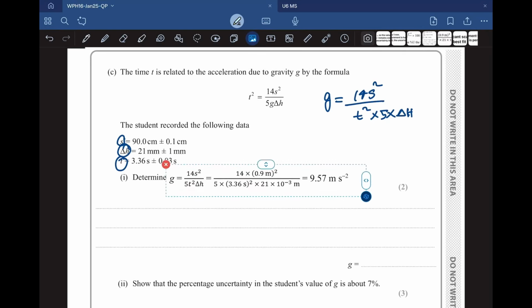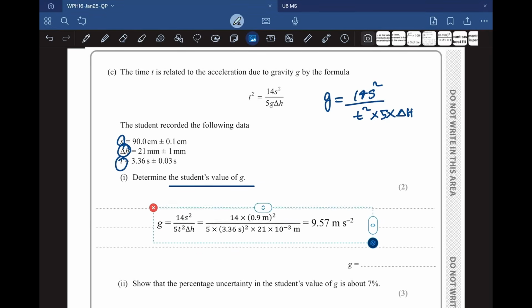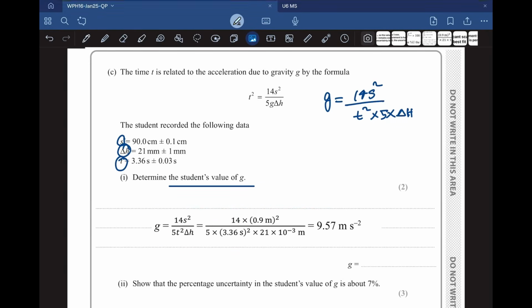2 marks. So that is how you are going to actually do this question. So 14 into s squared, this 90 centimeters squared. Actually we'll have to convert them into meter. We'll have to make this millimeter into meter as well. Make sure all the units are in the same form, so make sure all of them are in meters. As the time is in seconds, you have to convert all other units into meters.